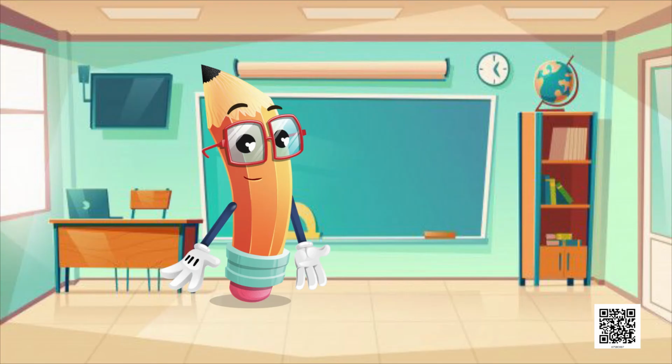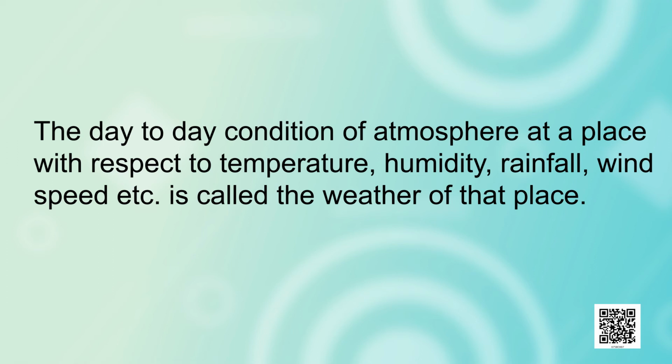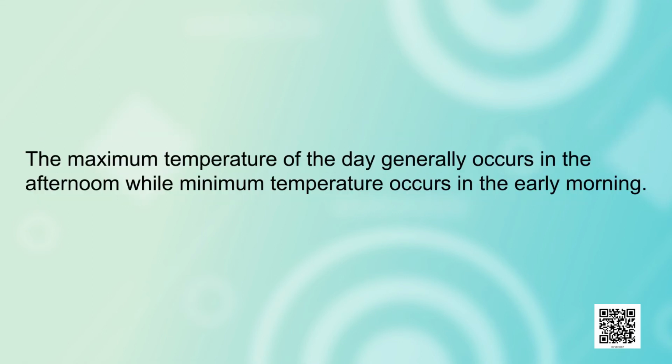Children, now is the time to revise whatever we have learned in this chapter. Today, we have learned that the day-to-day condition of the atmosphere at a place with respect to temperature, humidity, rainfall, wind speed, etc. is called the weather of that place. The maximum temperature of the day generally occurs in the afternoon, while the minimum temperature occurs in the early morning.